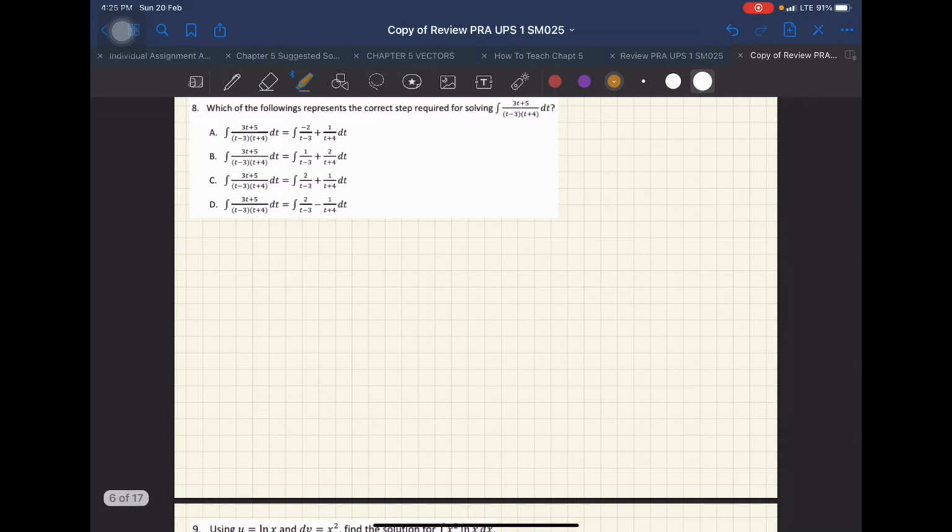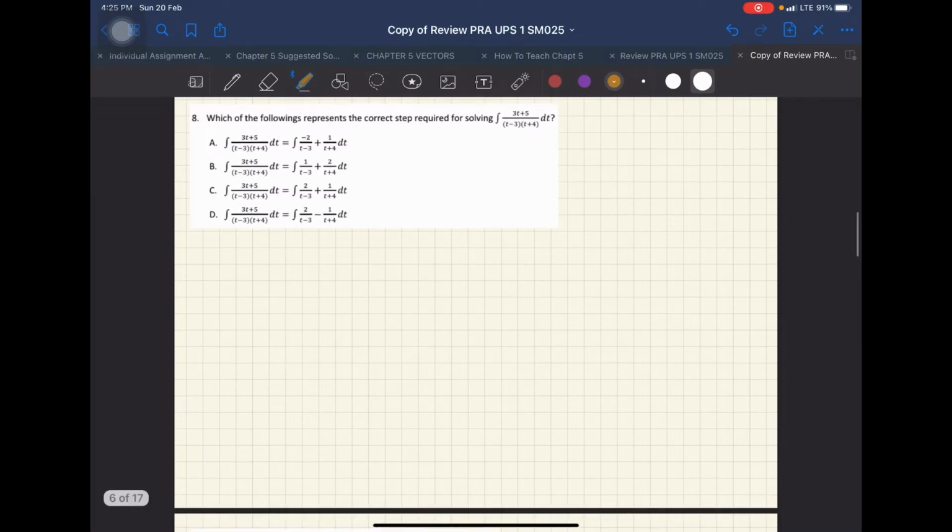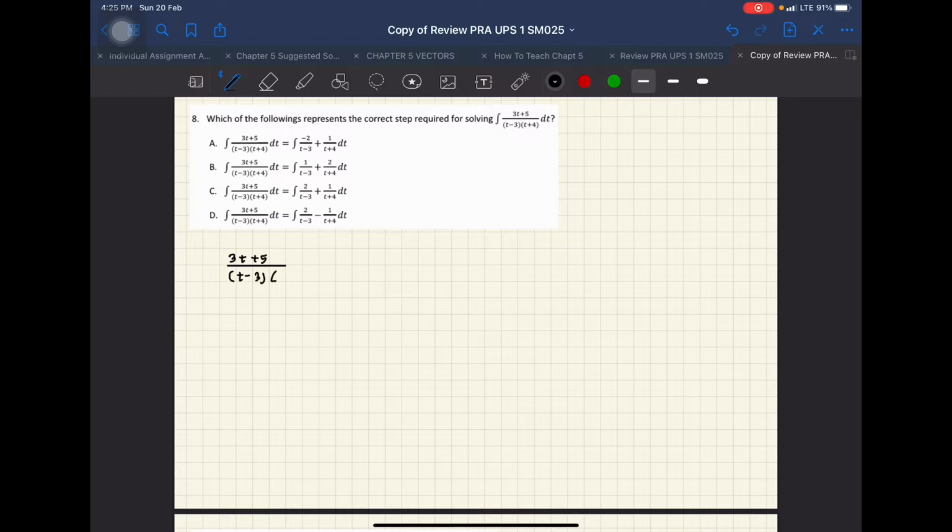Okay, so which of the following represents the correct step required for solving the following question? Okay, so yang ini dia melibatkan partial fraction. Okay, so partial fraction. So jom kita buat partial fraction. So you have 3t plus 5 over (t minus 3)(t plus 4). Okay, lebih kurang. Alright, so kita akan pecahkan dia into 2 term. So the first one, A over t minus 3 and then plus with B over t plus 4.